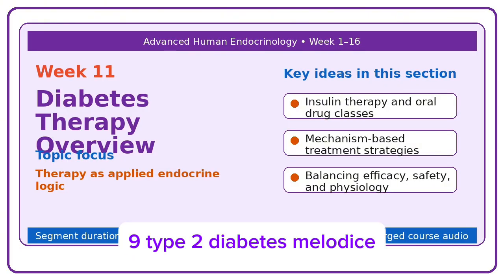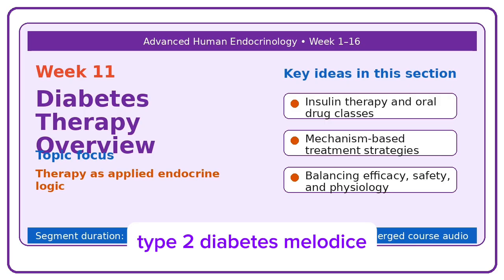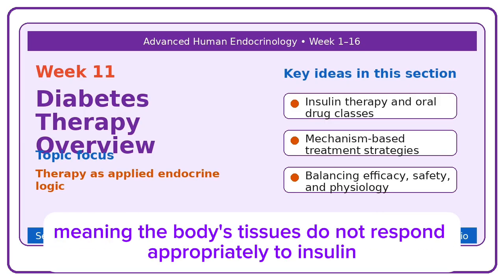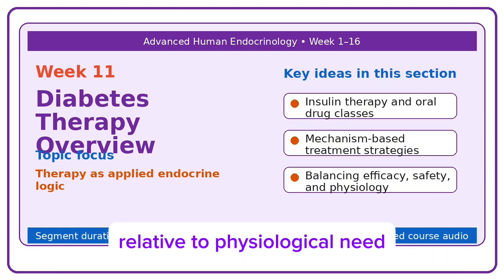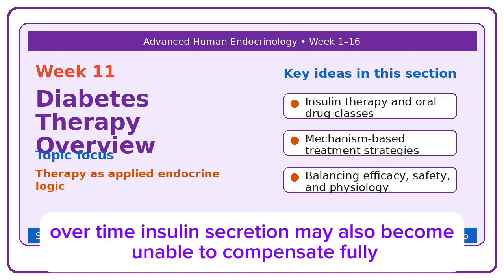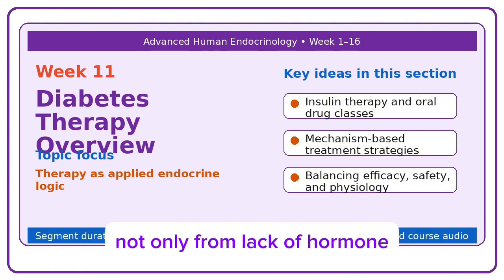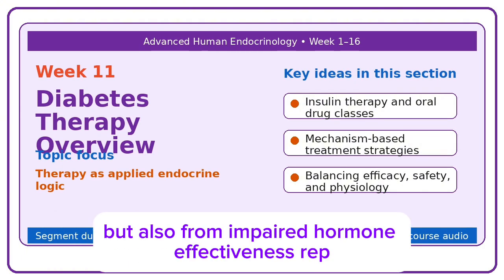9. Type 2 diabetes mellitus. Type 2 diabetes mellitus is strongly associated with insulin resistance, meaning the body's tissues do not respond appropriately to insulin relative to physiological need. Over time, insulin secretion may also become unable to compensate fully for this resistance. This condition shows that hyperglycemia can emerge not only from lack of hormone, but also from impaired hormone effectiveness.